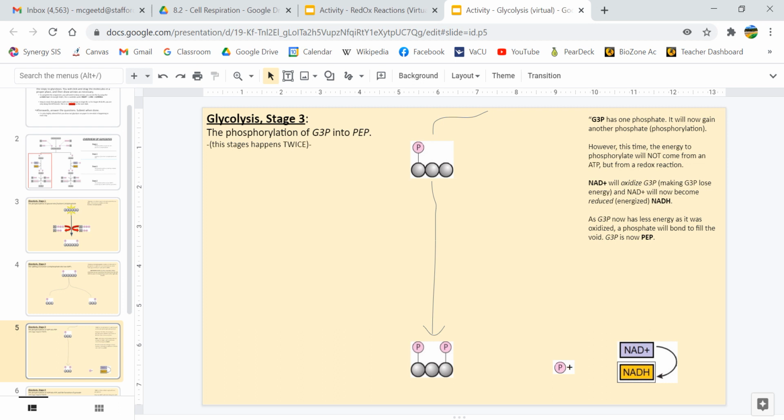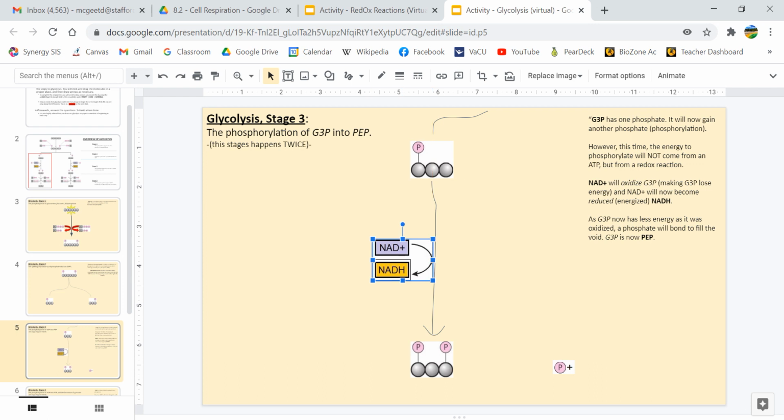So what's going to happen in stage 3 of glycolysis is we are going to do a redox reaction. We have electrons on this sugar up here, and we're going to strip the electrons. We're going to bring in an oxidizing agent here called NAD+, and what it's going to do is strip the electrons off of this carbon and give it to NADH.